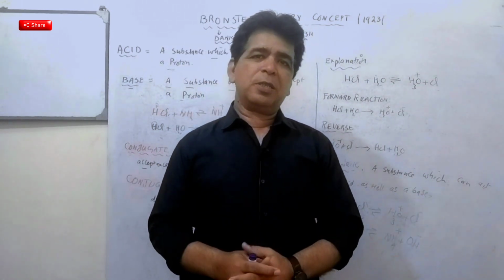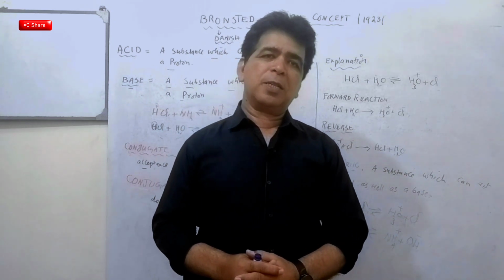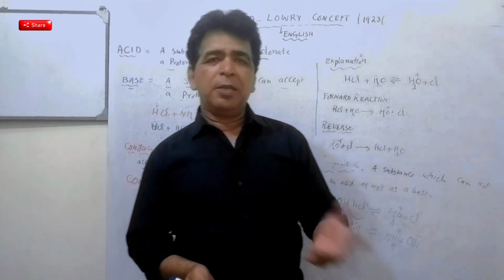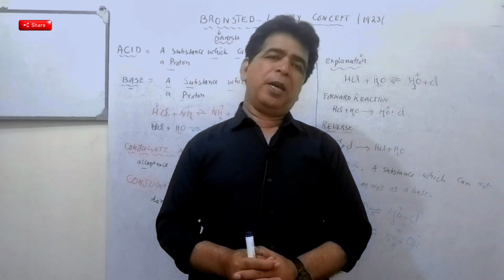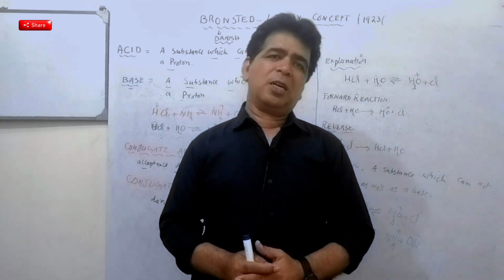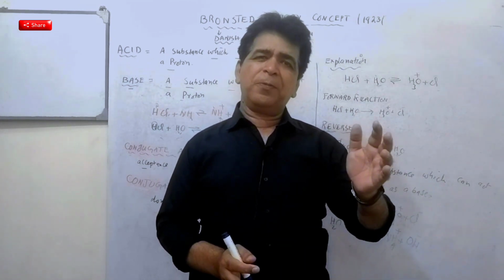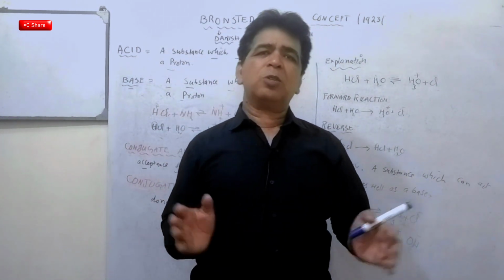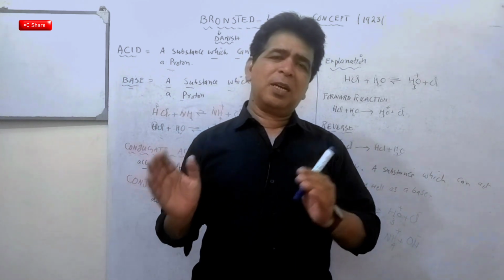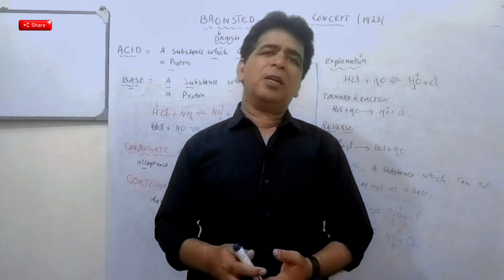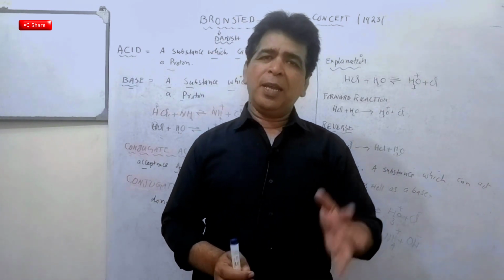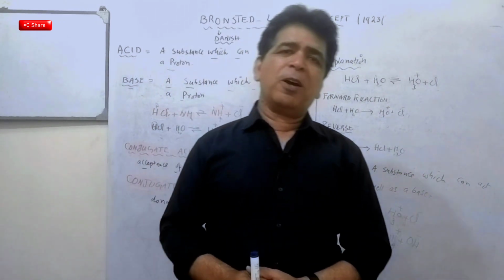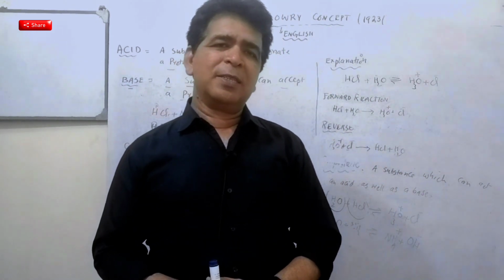Today we are going to discuss an important topic about the concepts of acids and bases. As we have discussed before, the Arrhenius concept of acids and bases had many defects. The main defect observed was that, to prove a substance as an acid or a base, an aqueous medium is required. That means an aqueous medium is necessary for the confirmation of Arrhenius acids and bases.